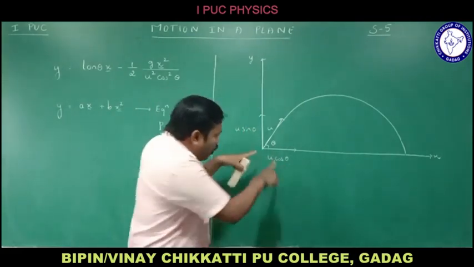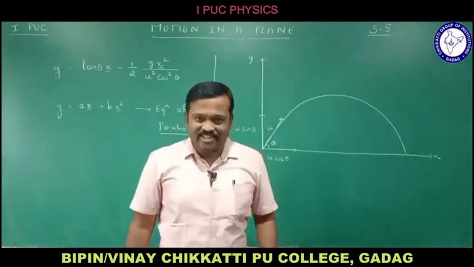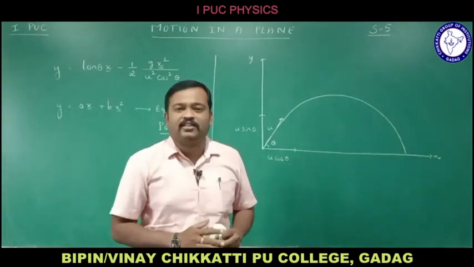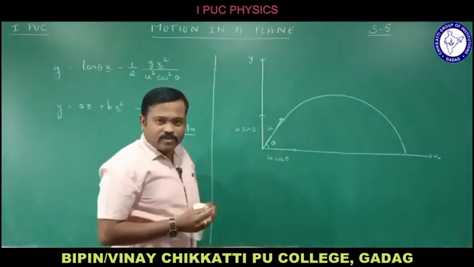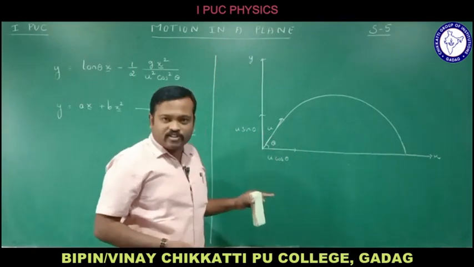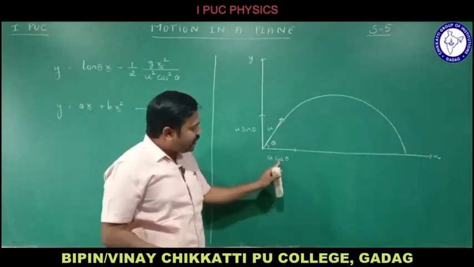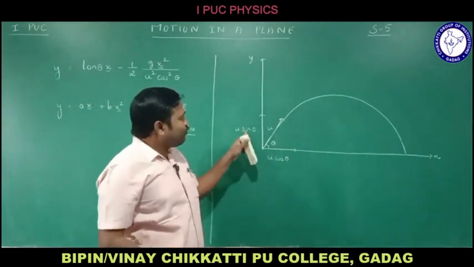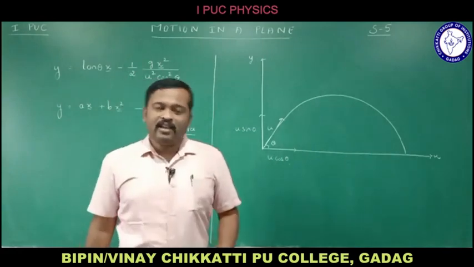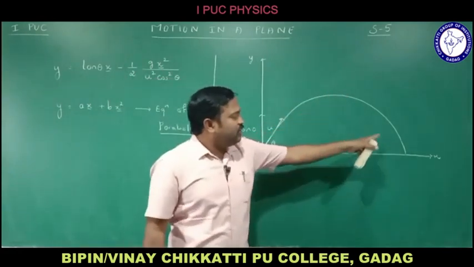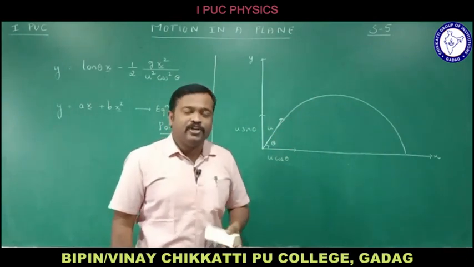The component along the x-axis, let me call it the horizontal component. From now on I will speak like this: this is the horizontal component and this is the vertical component. This vector is split into 2 vectors, one horizontal component and another vertical component. Horizontal component is u cos theta, and vertical component is u sin theta. Now I will be discussing different velocities at different positions of this parabolic motion.